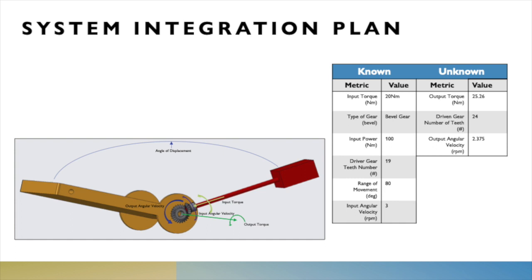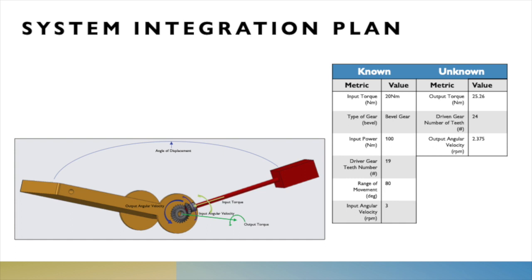In our known metric values, we have the input torque of 20 Newton meters, a gear type, which is a bevel gear, and input power, which is 100 watts. The driver gear teeth number will be 19 teeth. The range of movement should be 80 degrees, and the angular input velocity should be 3 RPMs.